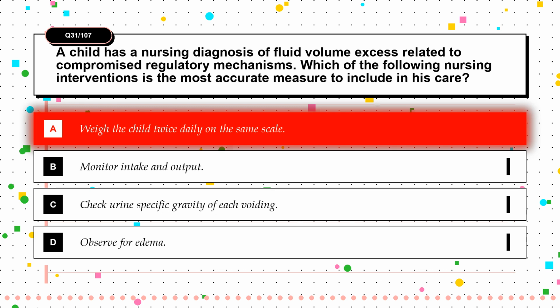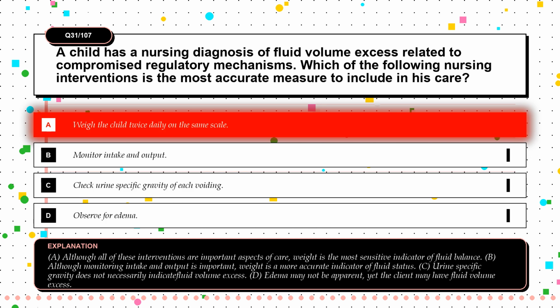The correct answer is option A. Weigh the child twice daily on the same scale. Although all of these interventions are important aspects of care, weight is the most sensitive indicator of fluid balance. B. Although monitoring intake and output is important, weight is a more accurate indicator of fluid status. C. Urine-specific gravity does not necessarily indicate a fluid volume excess. D. Edema may not be apparent, yet the client may have fluid volume excess.